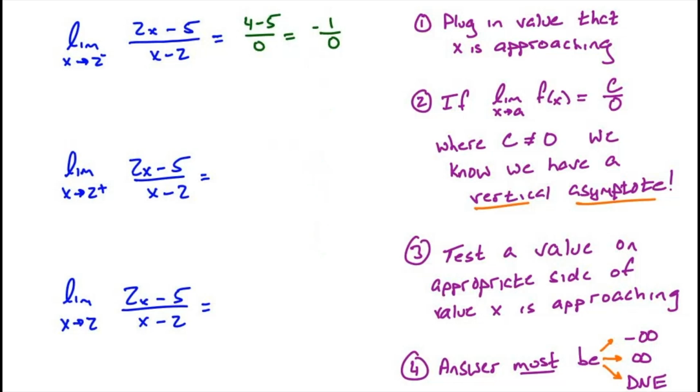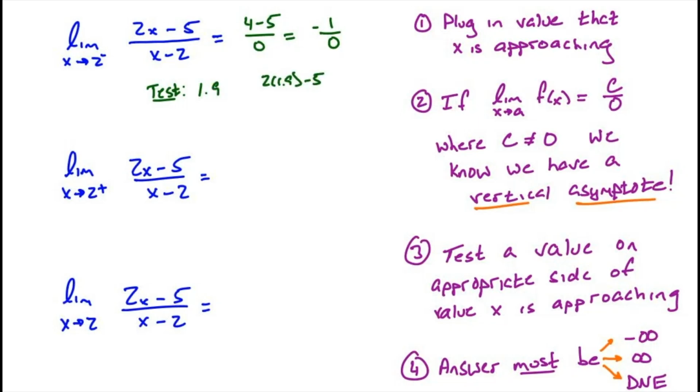So how do we check? What we do is we test a value on the appropriate side of the value that x is approaching. Since we're approaching 2, and in this first example we're approaching 2 from the left, we're going to pick a value of x that is slightly less than 2. This is one of the only situations where we don't want to plug in 2, because we know that's going to make our function undefined. So we're going to test 1.9.